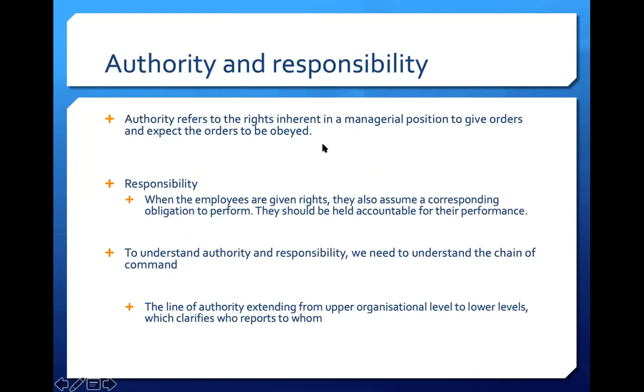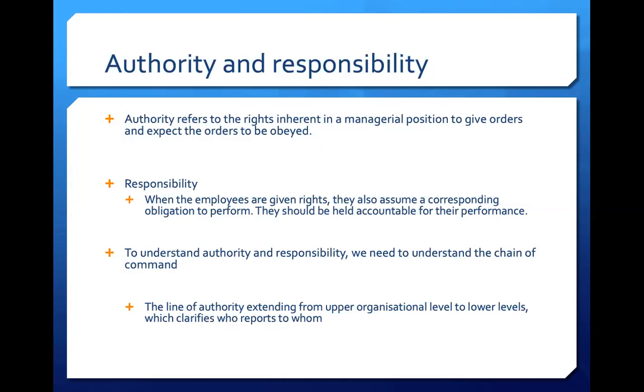Right. Now, authority and responsibility, which is the next one. Authority actually refers to the rights inherent in the managerial position to give orders and expect the orders to be obeyed. Now, after we get the authority as the employee, we also need to show our responsibility, by performing the certain authorities given to us. Okay, therefore.